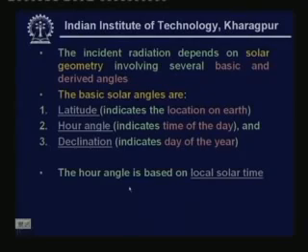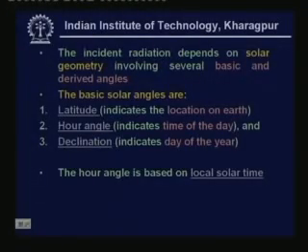And the hour angle. You can see now that the basic solar angles depend upon three important parameters: the location of the surface on earth, which is indicated by the latitude; the time of the day, which is specified by the hour angle; and the day of the year, which is indicated by the declination. So location, time of the day and day of the year define three basic solar angles: latitude, hour angle and declination. It is very important to keep in mind that the hour angle is based on what is known as local solar time.